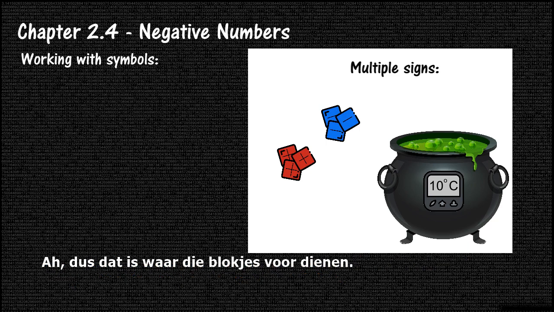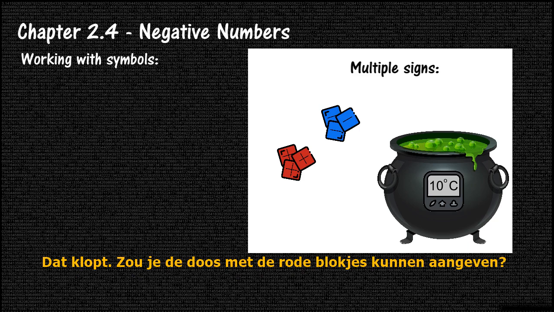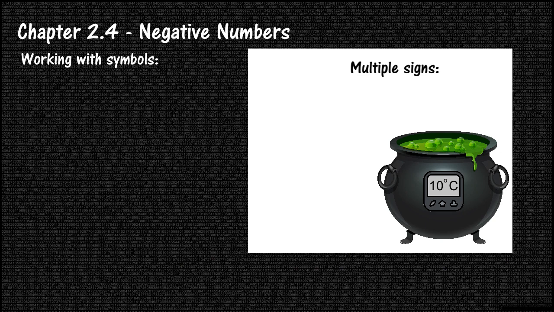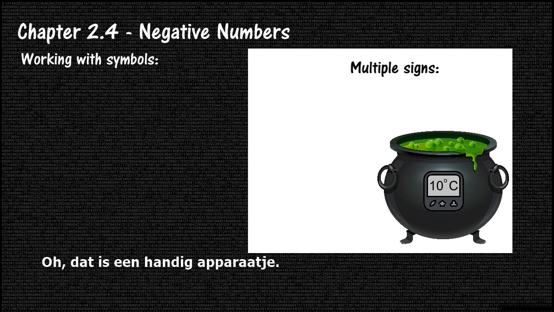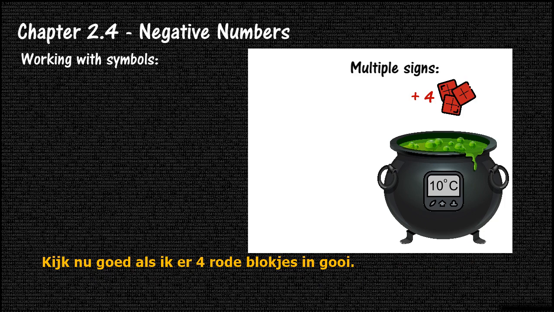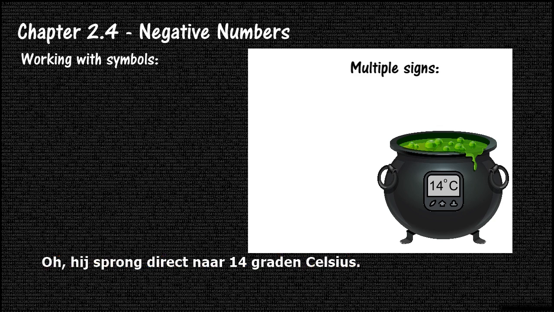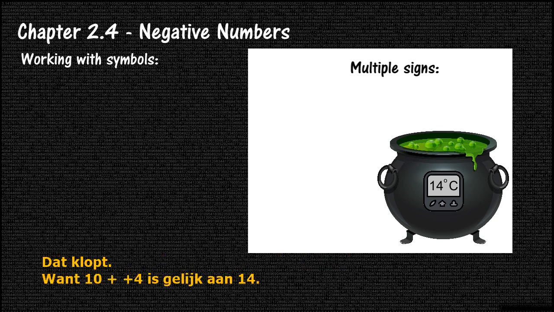Ah, so that's what those cubes do. That's right. Could you pass me the box with the red cubes? Sure, here it is. The standard temperature is always 10 degrees Celsius. Look, you can see that on this smart thermostat. Oh, that's a neat little thing. Now watch as I toss in 4 magical red cubes. Oh, it jumped directly to 14 degrees Celsius. That's right, because 10 plus 4 is equal to 14.